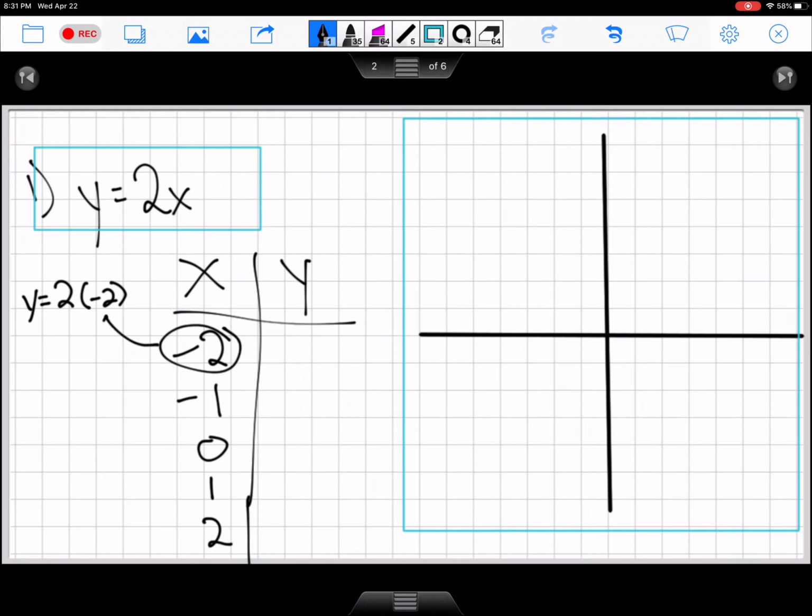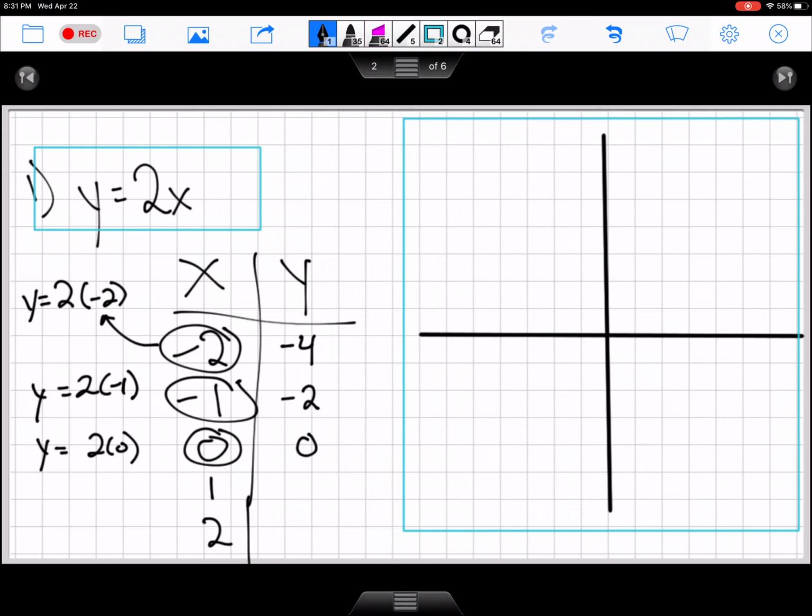So when X is -2, Y has to equal -4 because 2 times -2 is -4. When X is -1, Y has to equal 2 times X, so Y would have to equal -2. When X is 0, Y needs to equal 2 times 0, so Y is 0. When X is 1, Y has to equal 2 times 1, Y is 2. And when X is 2, Y has to equal 2 times 2, or 4.